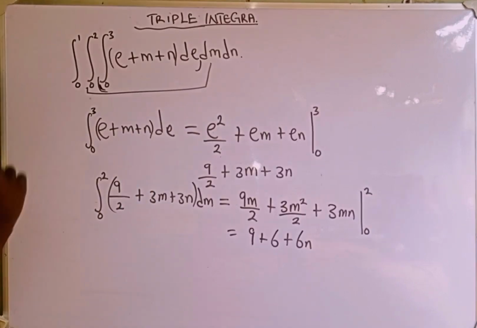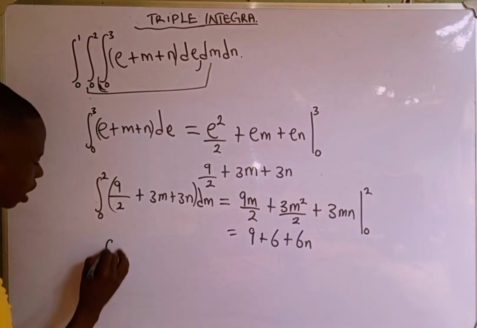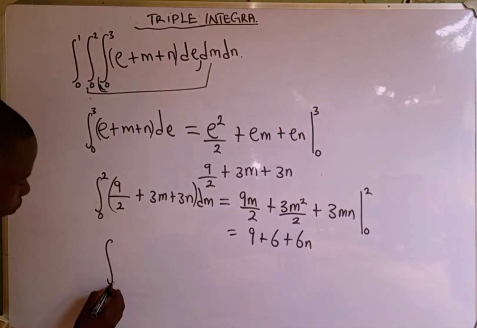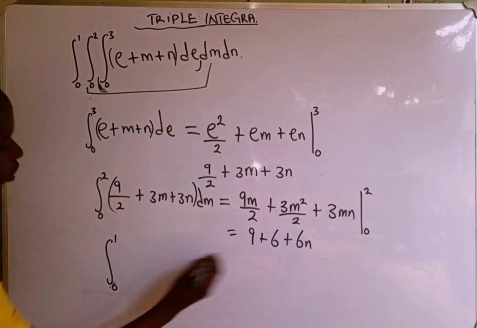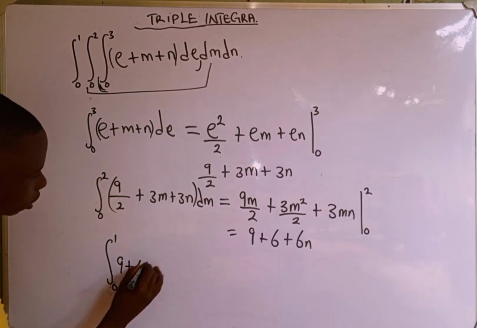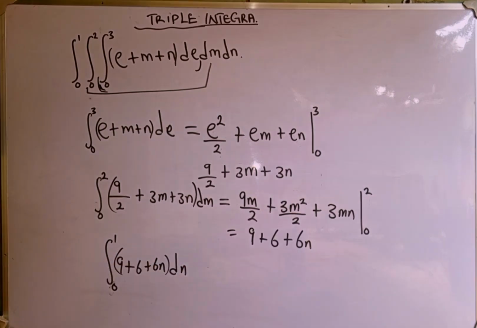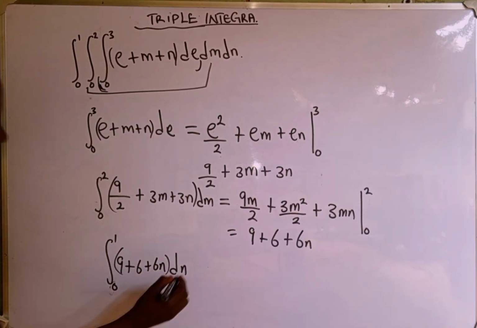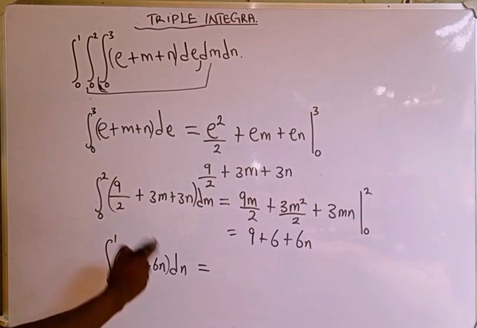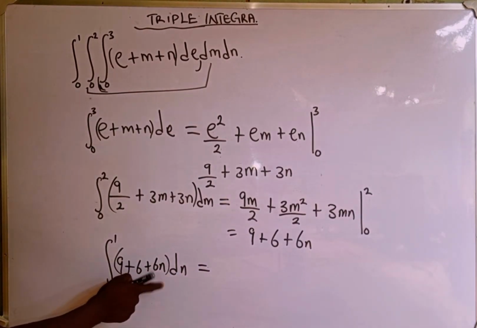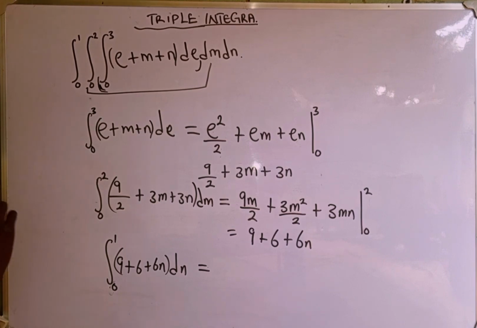integrate this one with respect to n. So the last integral is what? The integral from the lower bound, which is 0 to 1. So the integrand is 9 plus 6 plus 6n, then with respect to what? The n. So we're going to integrate this with respect to n, which is the same as what? Remember, if you are integrating with respect to n, all the other terms we are going to treat as constants.